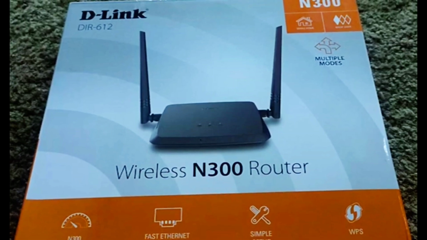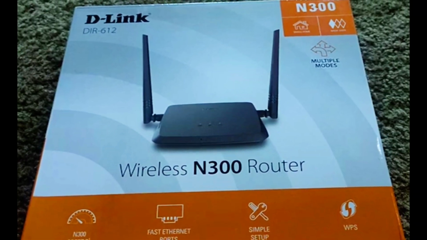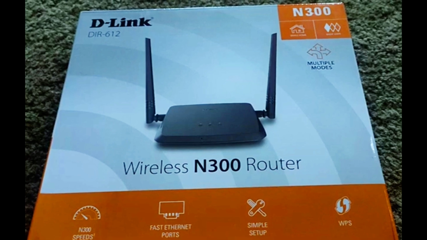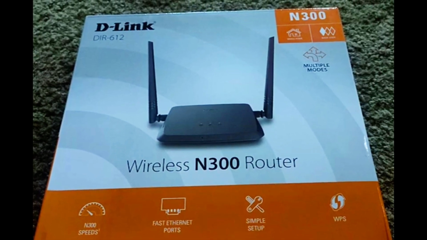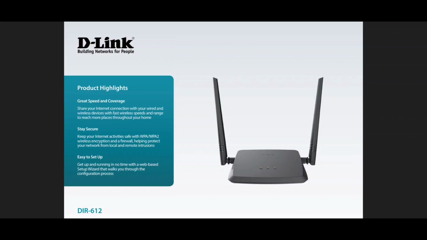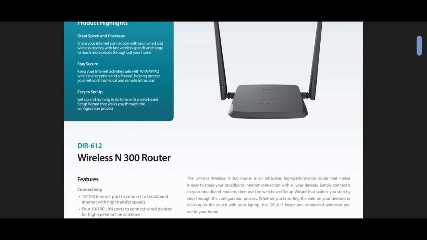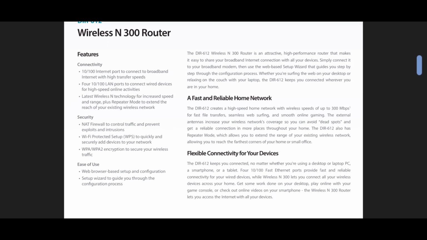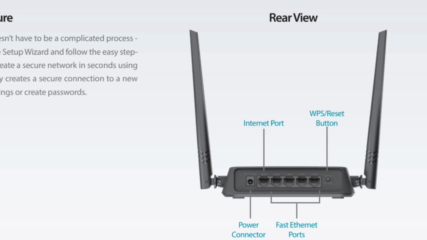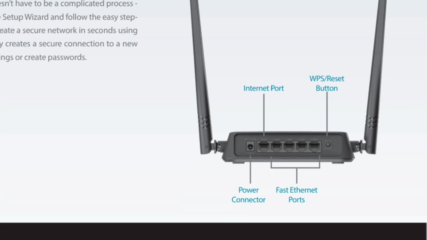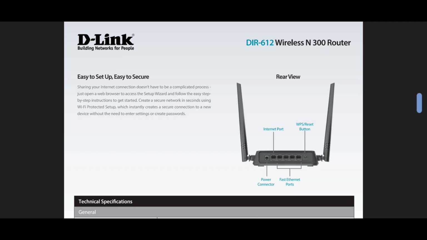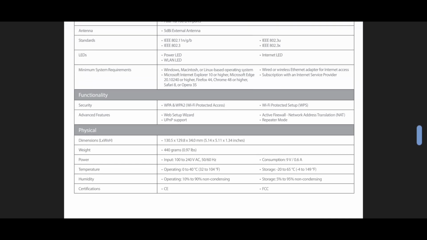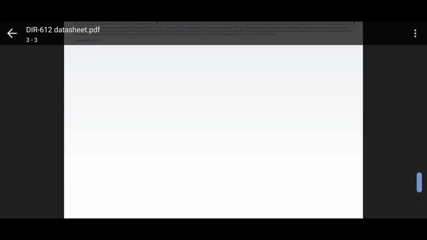This is the D-Link DIR612 wireless N300 router that frustrated the hell out of me last week because I wanted to reset it. To make matters worse, the manual is just 3 pages. Of course, it has a combined reset button with WPS, and there is no instruction in the manual. I couldn't even find any on the internet on how to do it, but I finally figured it out. So let me show you.